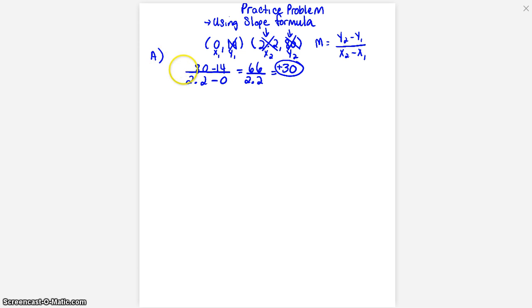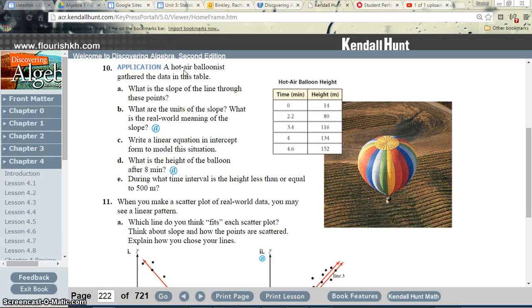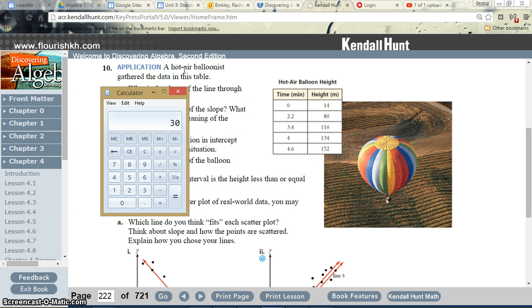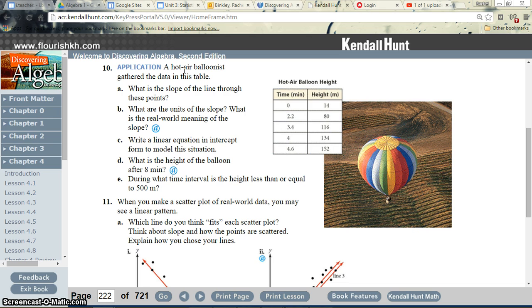So that was question A, what is the slope? What's B? B says, what are the units of the slope and what is the real world meaning of the slope? Well, look at the table. We have time in minutes, so the units of the slope are minutes and meters, right? Time in minutes, height in meters. So if our slope is 30, what does that mean? It's the rise over the run. So it's the rise 30 meters every 1 minute.